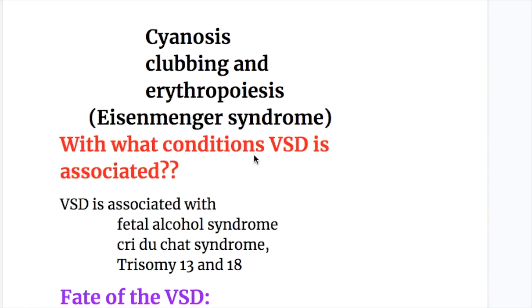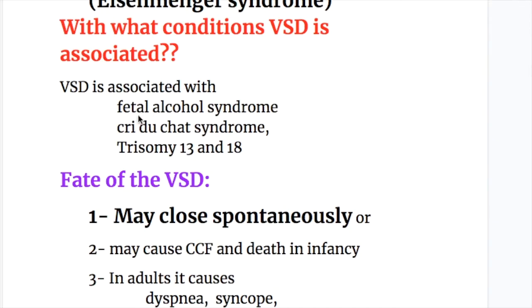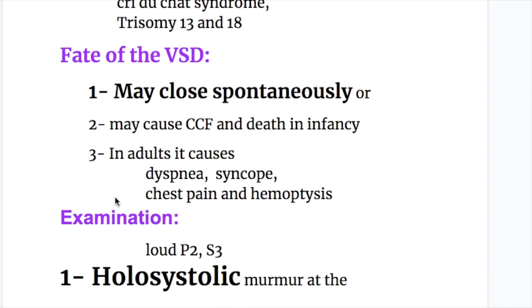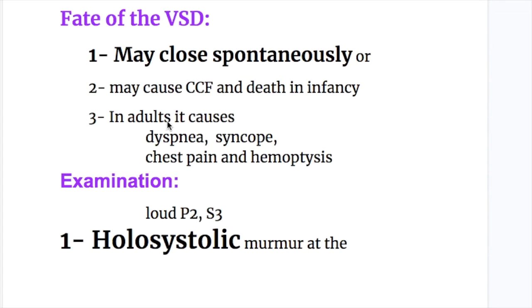With what conditions is VSD associated? VSD is associated with fetal alcohol syndrome, mother drinking heavily, Cri-du-chat syndrome, and trisomy 13 and trisomy 18. So what's the fate of the ventricular septal defect? Number 1, it may close spontaneously. Number 2, it may cause CCF and death in infancy. And number 3, in adults it causes dyspnea, syncope, chest pain, and hemoptysis.